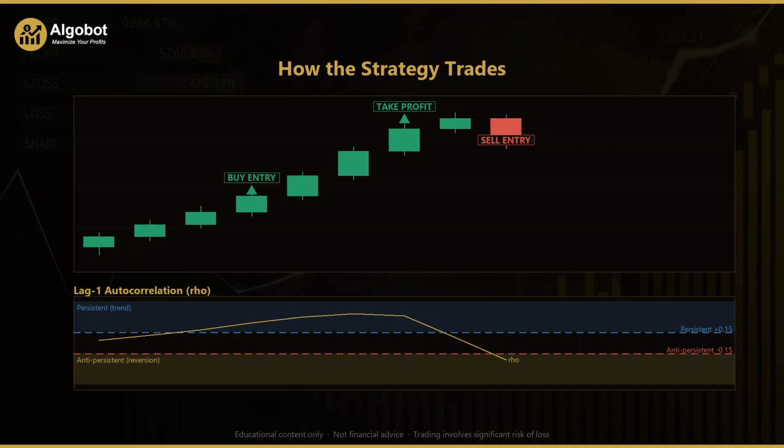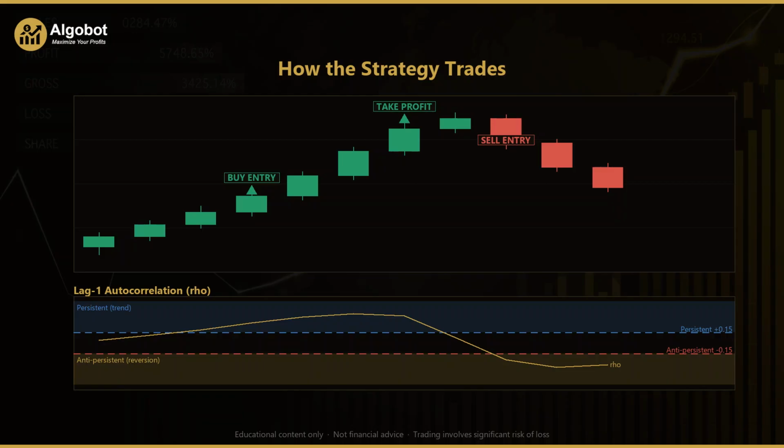The following candles continue to step higher, close after close, and price runs up into the take-profit target, where the long position is closed for a gain in this illustration. That completes the trend-following half of the switch. Now watch the regime flip. After the peak, the candles turn choppy, an up move followed by a down move, back and forth, and in the panel the correlation reading falls, crosses through the dead zone, and drops below negative 0.15 into the anti-persistent zone. The market's character has changed from trending to mean reverting, and the strategy adapts automatically.